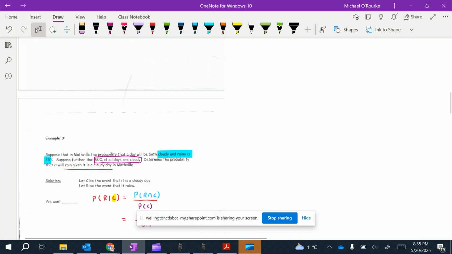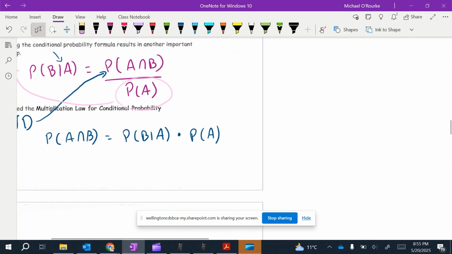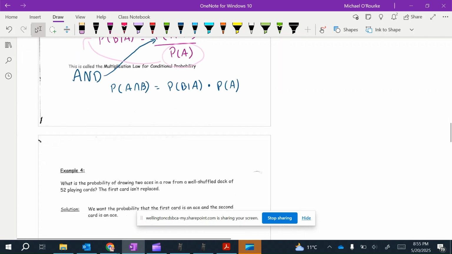So the other thing we can do with this formula is I can rearrange it to be and. So this is your and formula. So probability of A and B happening is probability of B given A times probability of A. So take a second, write that down. That's your and formula for conditional. And we can do a couple of questions with that.